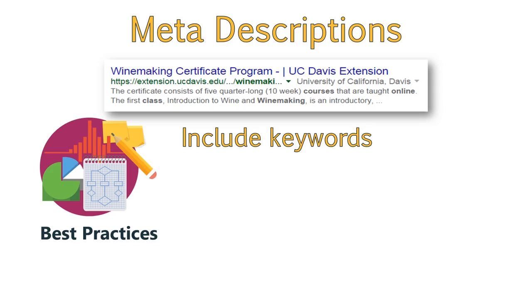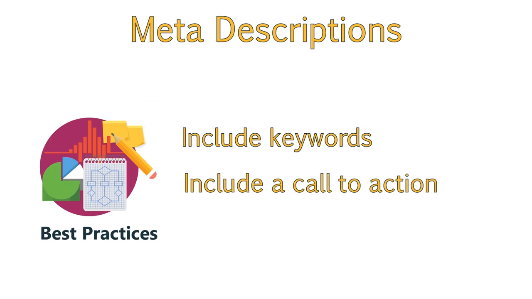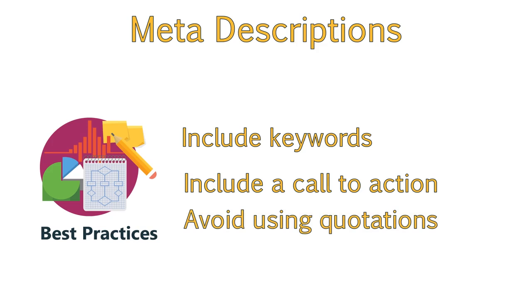It's also a best practice to include a call to action. Calls to action can improve the click-through to your page. A call to action is basically a sentence telling the reader what they should do next. For example, a good call to action for the winemaking course might be, click here to learn the art of making wine, or enroll in our online winemaking certification course. Avoid using quotations or special characters whenever possible. Quotations specifically will cause your meta description to be cut off.